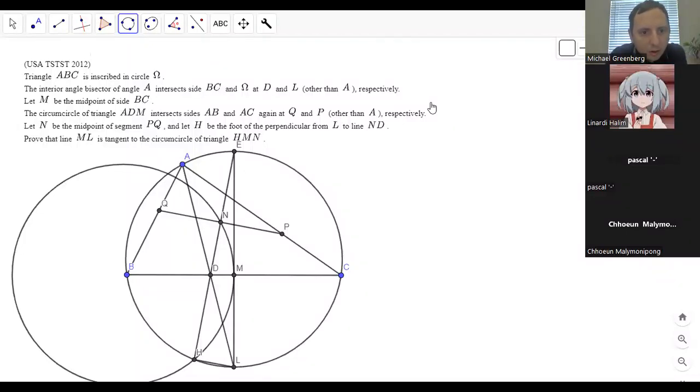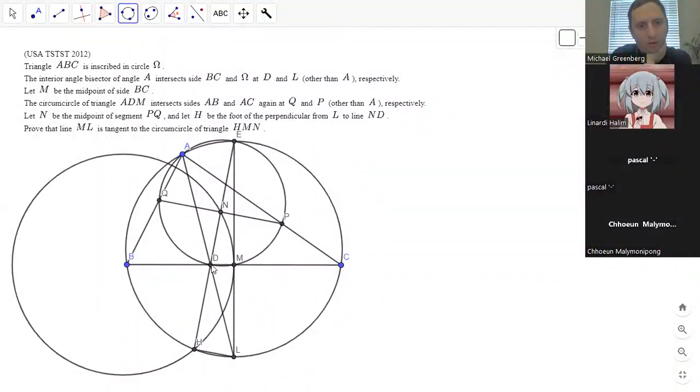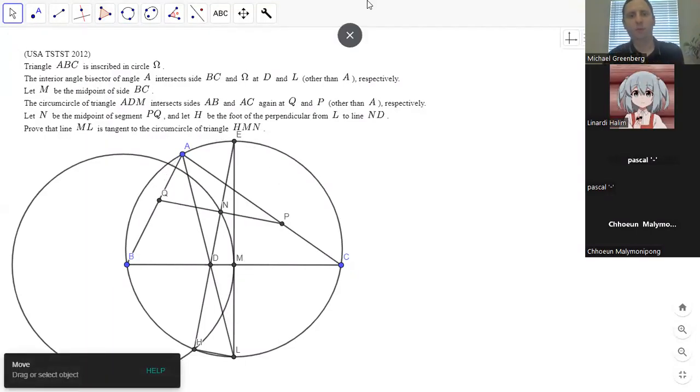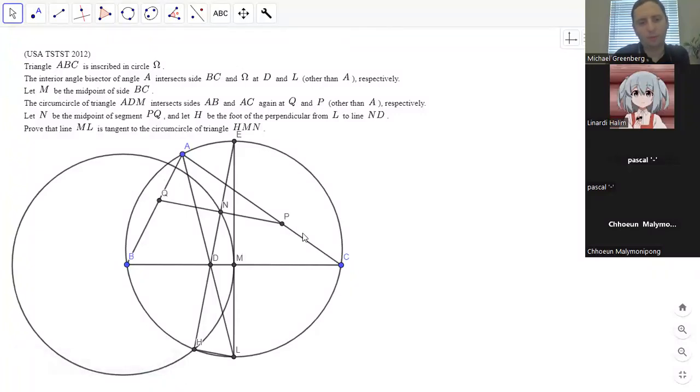Okay. And is that because this is an angle bisector? Yeah, DQ equals DP, because we know that this is cyclic, AQDP, and that's an angle bisector. Okay. All right, so let me think about this. First we know that AEDM is cyclic, right? And then we want to show P and Q lie on the circle. And I agree we can show DQ equals DP.